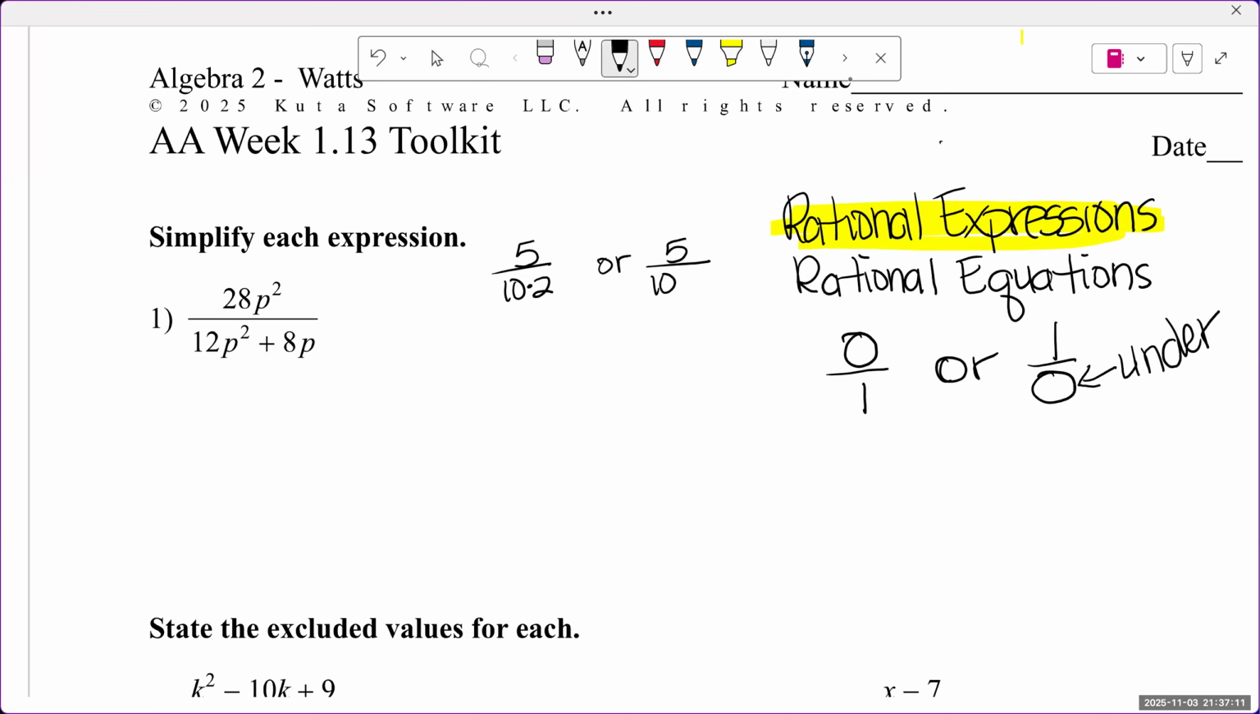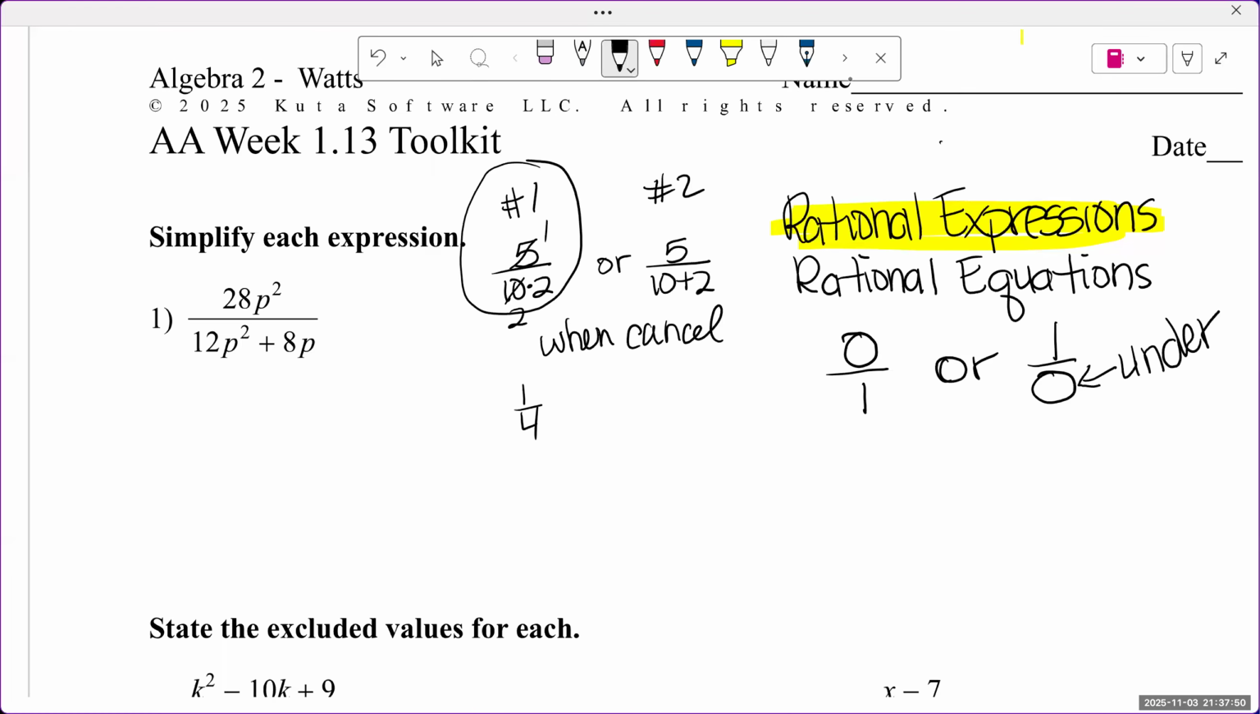5 over 10 plus 2. The first one, the two numbers on the bottom are separated by a multiply sign. The second one, the two numbers on the bottom are separated by a plus. So the question is, when can you cancel? You can only cancel things that are separated by a times sign. So divide by 5 is 1, divide by 5 is 2, is equal to 2 times 2 is 4.